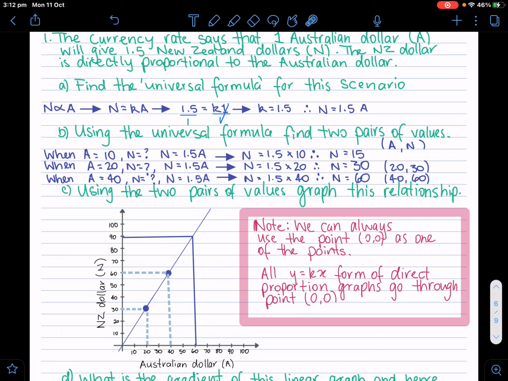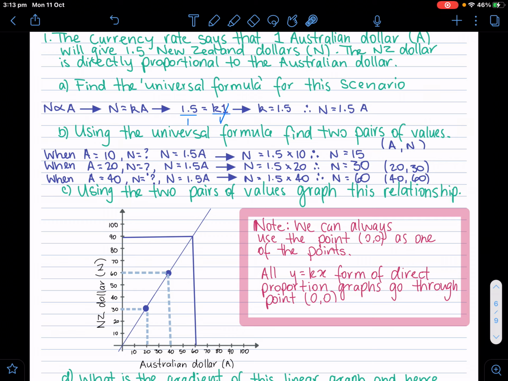Now, how did I get that? Well, I use my universal formula. Here, it's saying when we have 20 Australian dollars, how many New Zealand dollars are there? Well, I put 20 where the A is into my universal formula. 1.5 times 20 is 30. That gives me two numbers that go up by 10. That's perfect. Another one that works is 40 and 60. 40 Australian dollars is worth 60 New Zealand dollars.